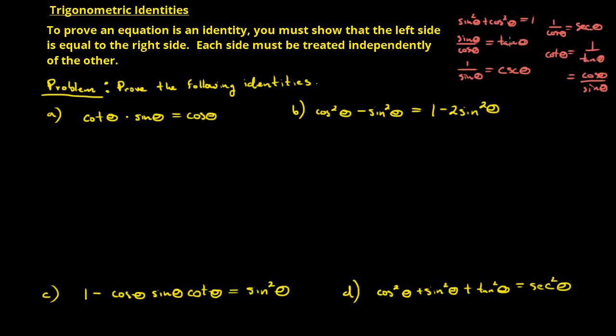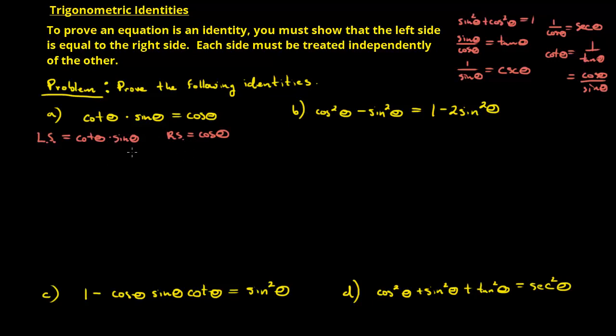Now, we can use all of these identities to try to show that the left side is equal to the right side in this equation. So what we do here is we break up this equation into the left side and the right side. I'm going to rewrite the left side, which is the cotan of theta times the sine of theta. The right side is the cosine of theta. Using these identities, I'm going to try to show that the left side is equal to cosine of theta, which would mean that the left side is equivalent to the right side.